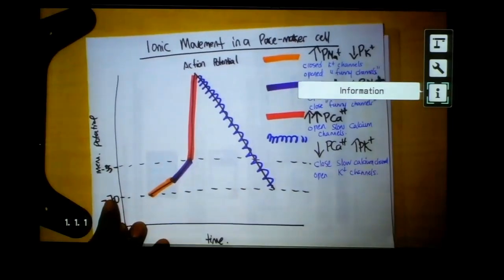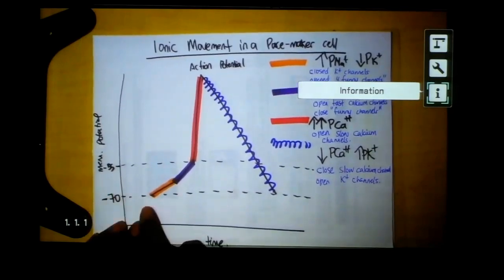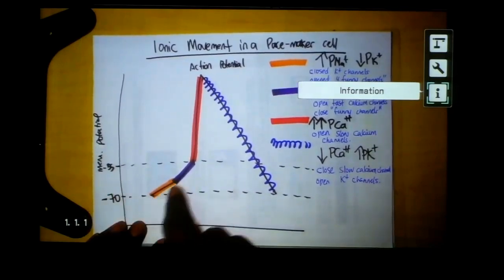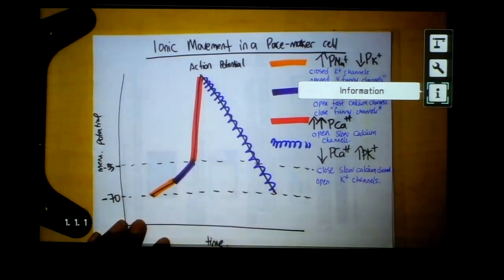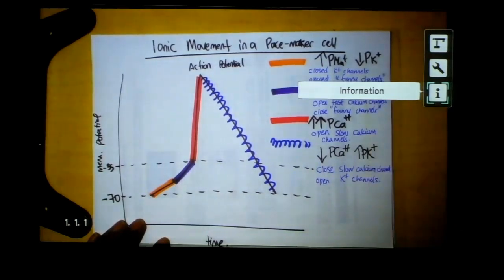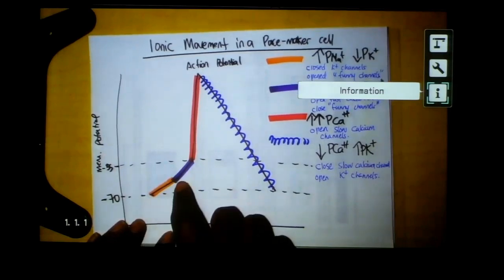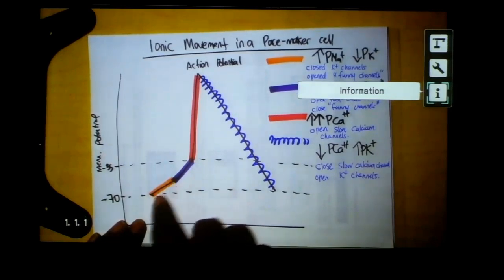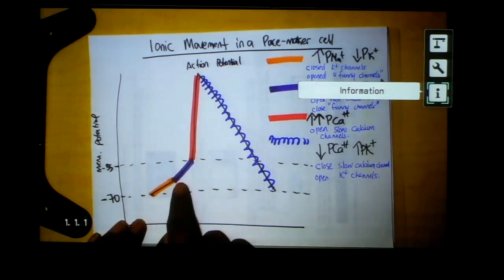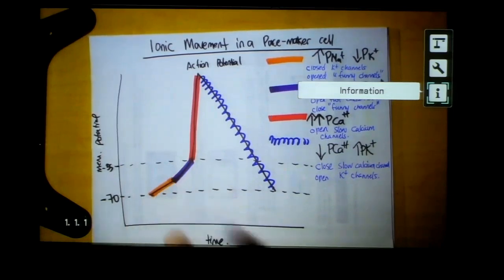We start off at -70. We open up our funny channels, and I talked about the funny channels being mainly sodium channels. So sodium is the main ion that's moving through, in terms of the net movement of ions through funny channels. So we open up funny channels, and then we close potassium channels. So from rest, right away, we close potassium channels, and that helps depolarize this cell.